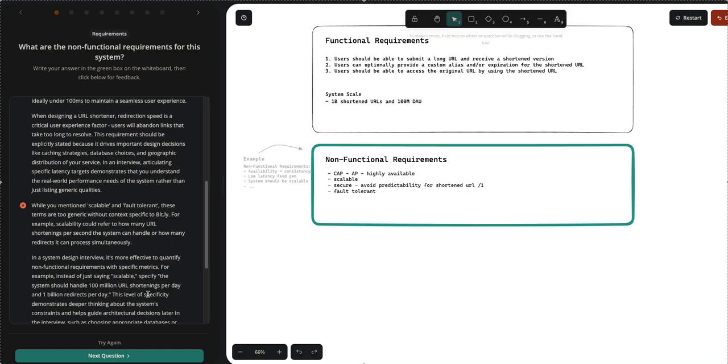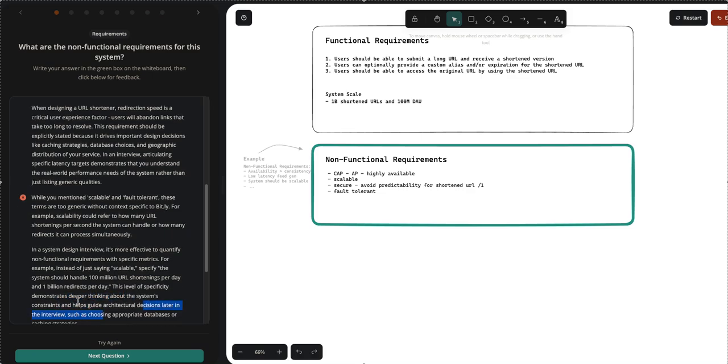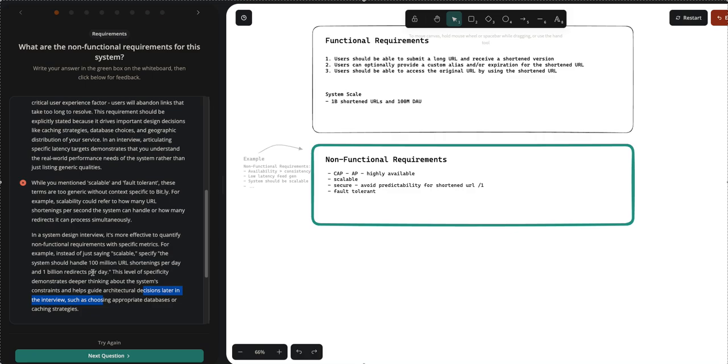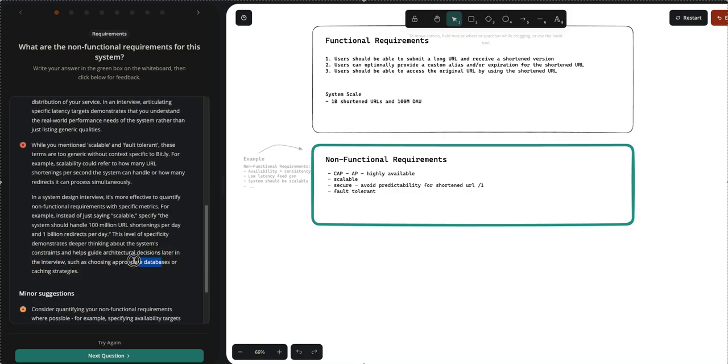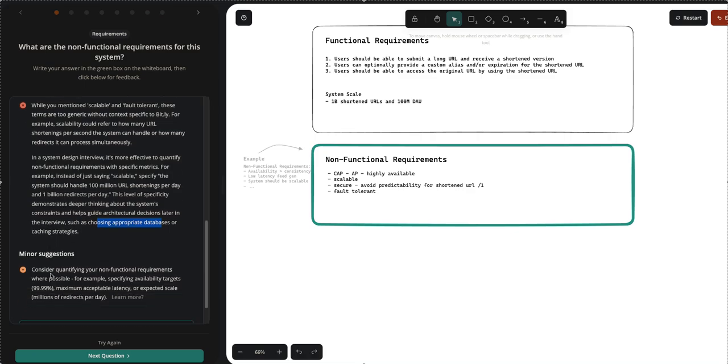Yeah, that's so simple. How many redirects we can process, how many URLs we can create, how fast we can create them in the system. It's more effective to quantify non-functional requirements with specific metrics. For example, instead of just saying scalable, specify that the system should handle 100 million URL shortenings per day and 1 billion redirects per day. This level of specificity demonstrates deeper thinking about the system's constraints and helps guide architectural decisions later in the interview, such as choosing appropriate database or caching strategies.